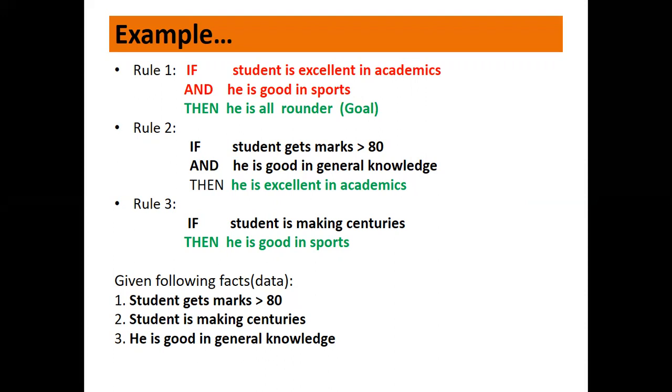I hope the concept is clear. What we did, we took these facts, we matched these facts with the rules' if part, and then we got the then part as a sub goal. And using these sub goals, we searched these sub goals again in the if part of the rules, and we could get the final goal. Fine. This is forward chaining.